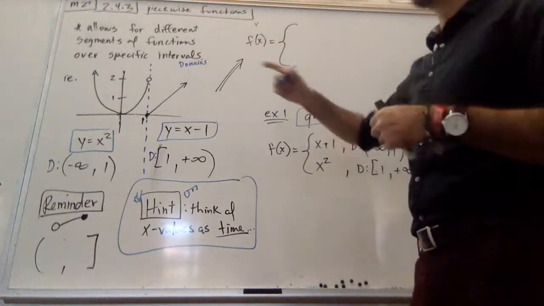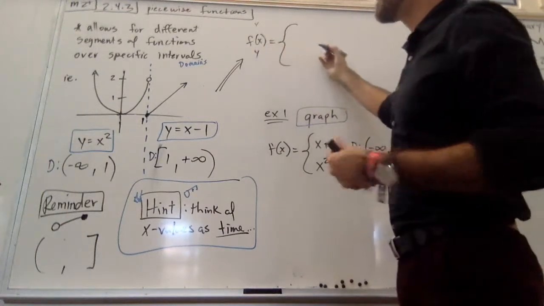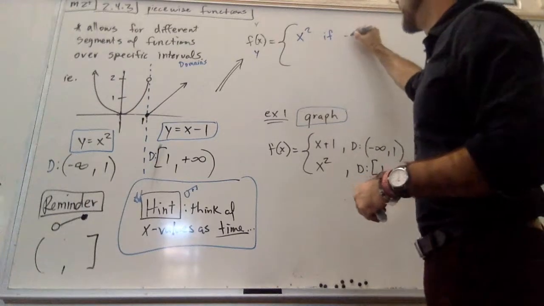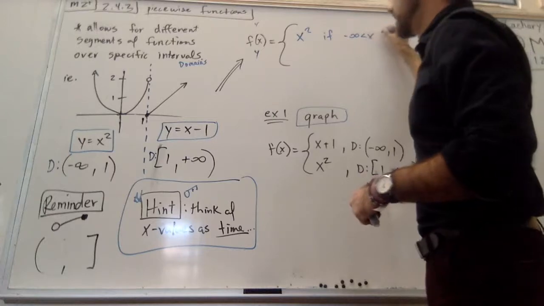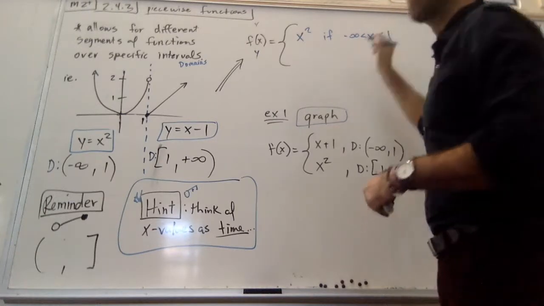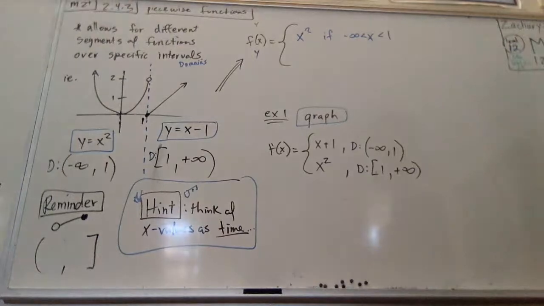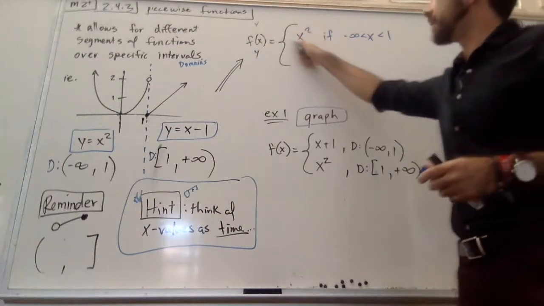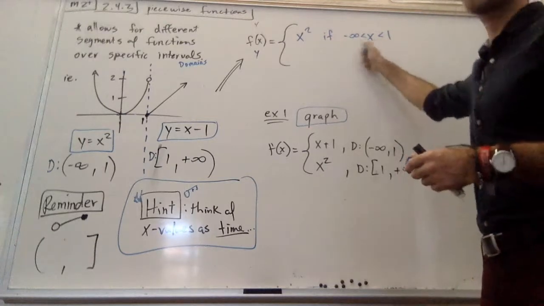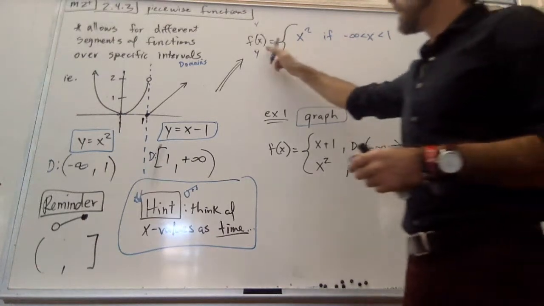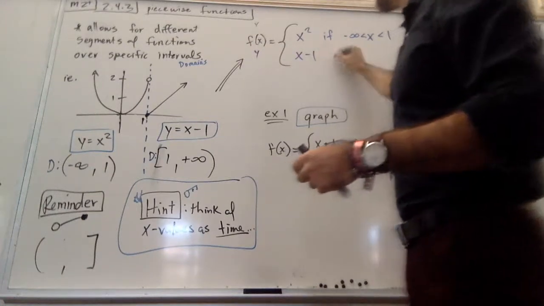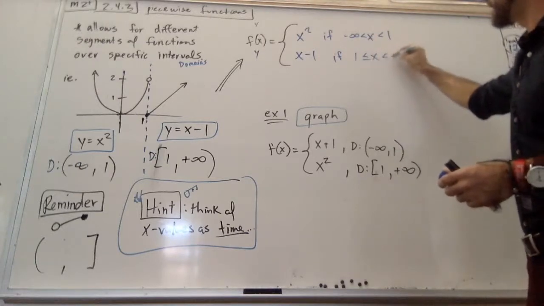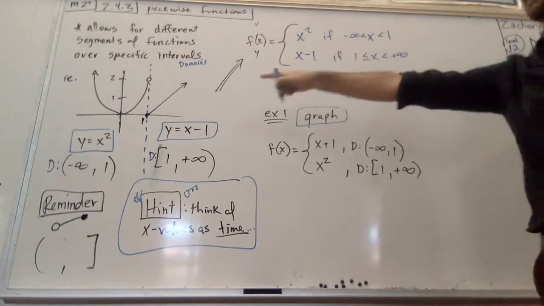Piecewise notation. y is equal to x squared if negative infinity is less than x is less than 1. I'm writing it as an inequality, so you see it both ways. It's saying that f of x, y is equal to x squared, if x is between these two values. y is equal to x minus 1 if 1 is less than or equal to x is less than positive infinity. And that's what that graph looks like.